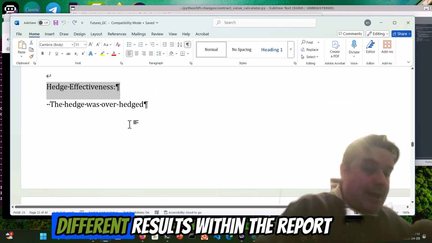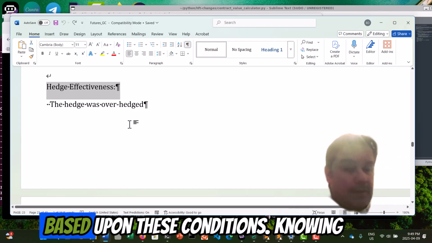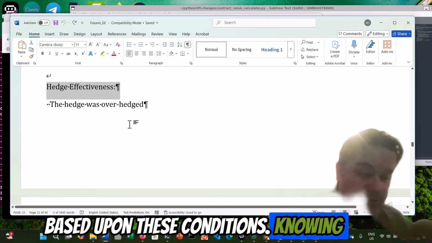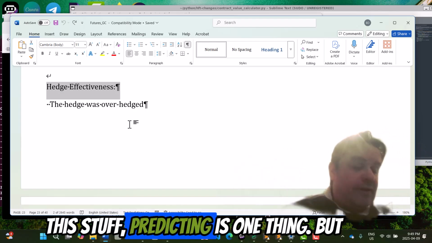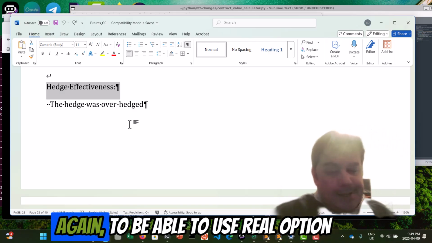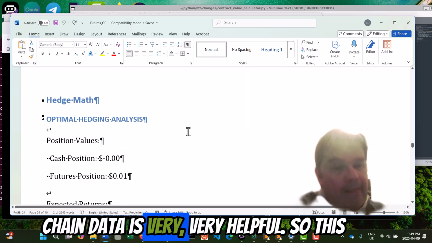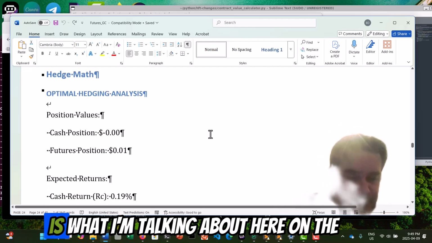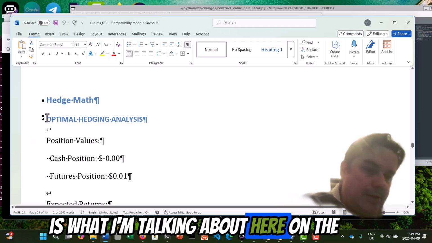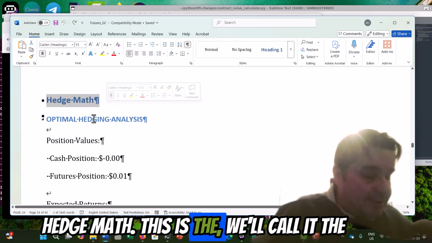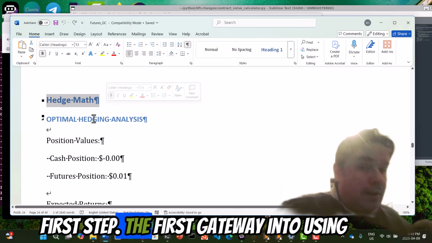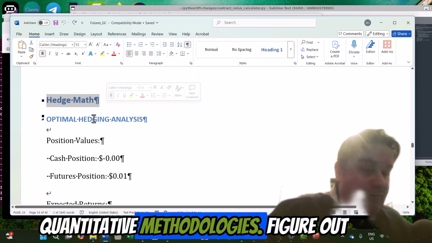And again, AI will give you different results within the report based upon these conditions. Knowing this stuff, predicting is one thing, but again, being able to use real option chain data is very, very helpful. So this is what I'm talking about here on the hedge math. We'll call it the first step, the first gateway into using quantitative methodologies.